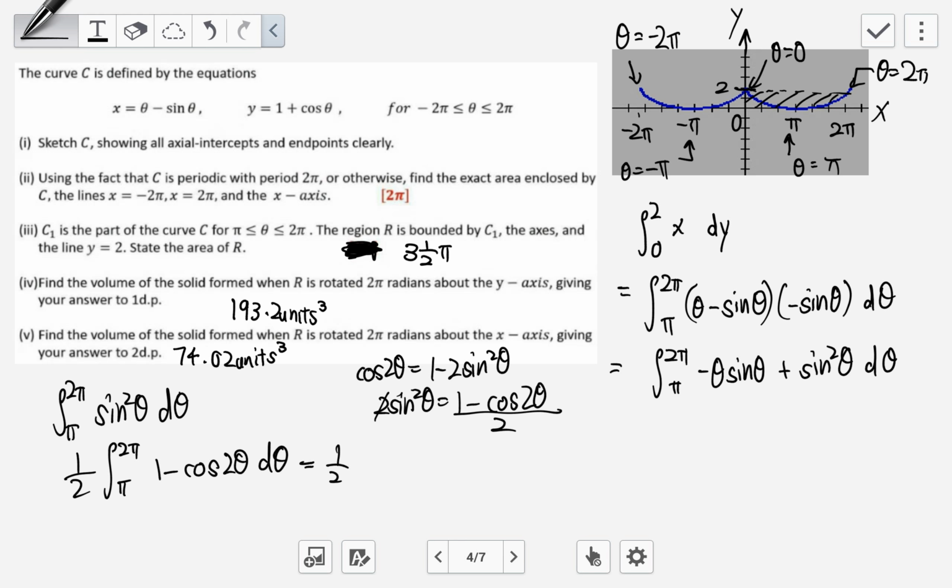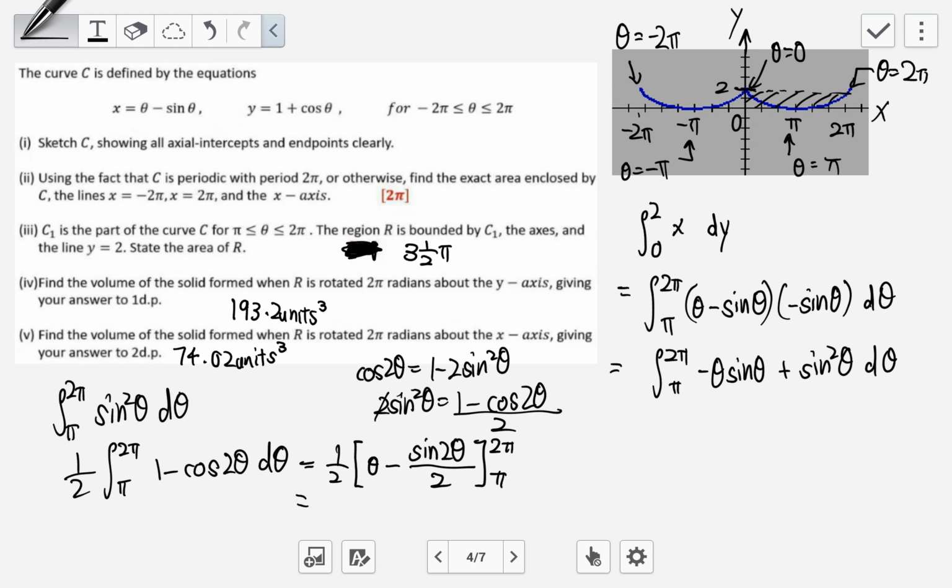Then integrate this part, 1. When I integrate, I get theta. When I integrate minus cosine 2 theta, I get minus sine 2 theta. Don't forget to divide it by the differentiation of this 2 theta, which is 2. Okay, so then I have this 2 pi from here and pi from here.